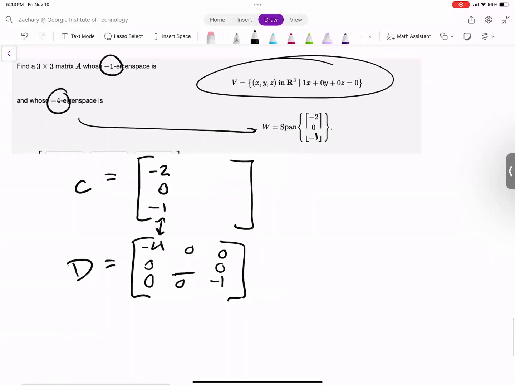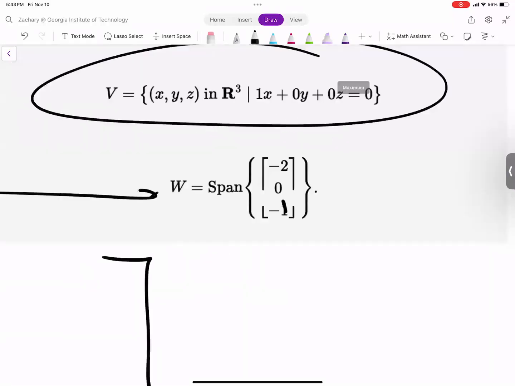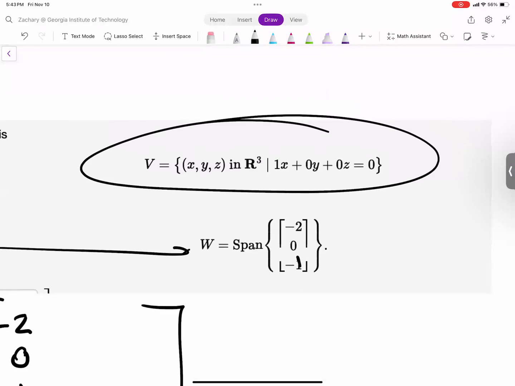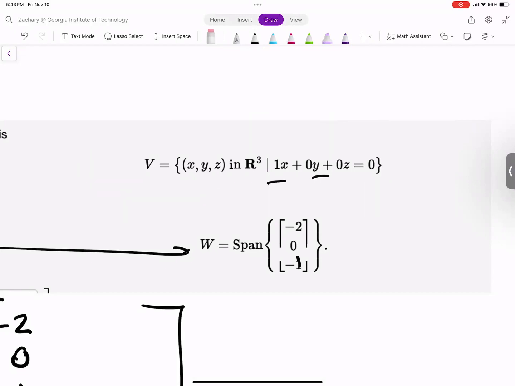So, here's one eigenspace is the following. What does this equation look like to you? What kind of space? Null space. We have a bunch of stuff equal to 0. Okay? So we can talk about this as the null space of 1, 0, 0. Okay.